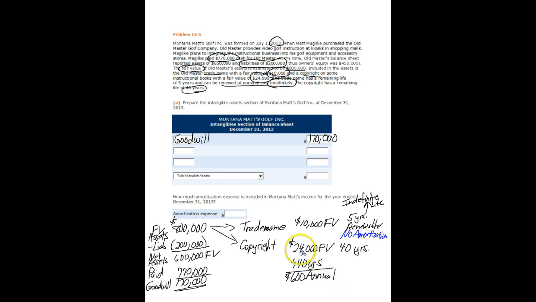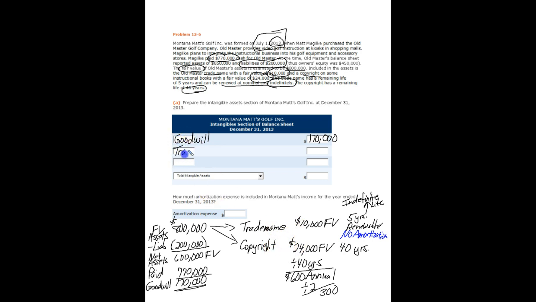Now, did they have this copyright for the full year? Let's go up and check our date. No, they did not. This all happened in the middle of the year, July 1. So let's divide by 2 to get half a year's amortization. That'll be $300. Okay, so let's go put the trade name and the copyright up here.